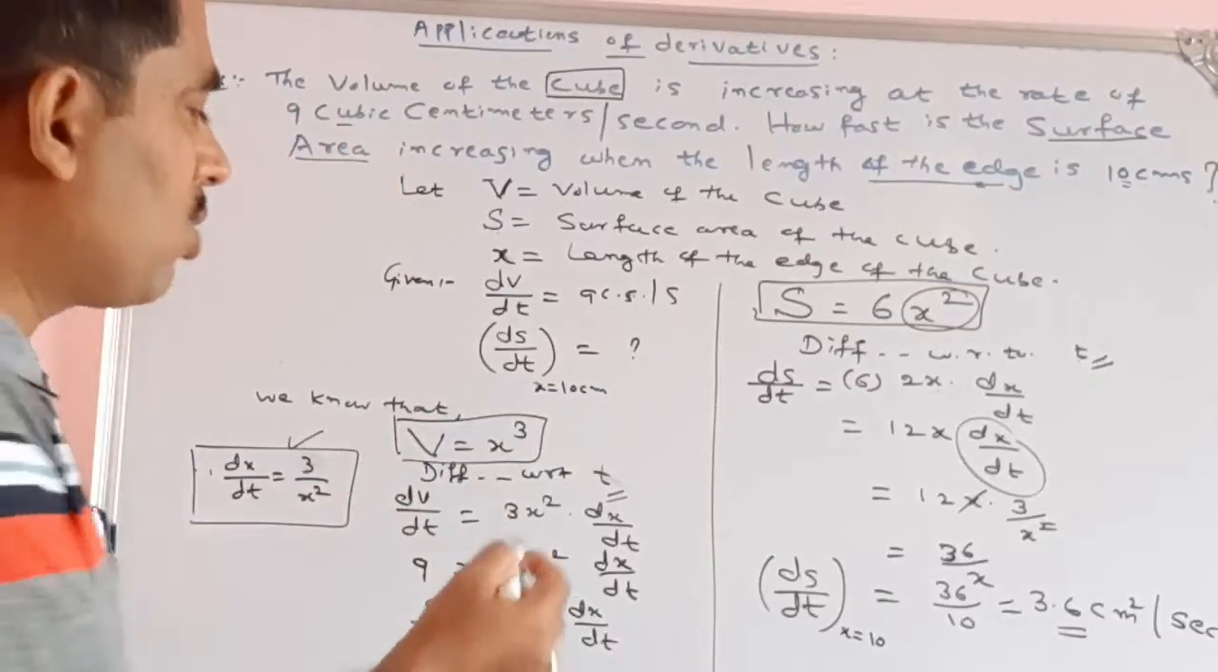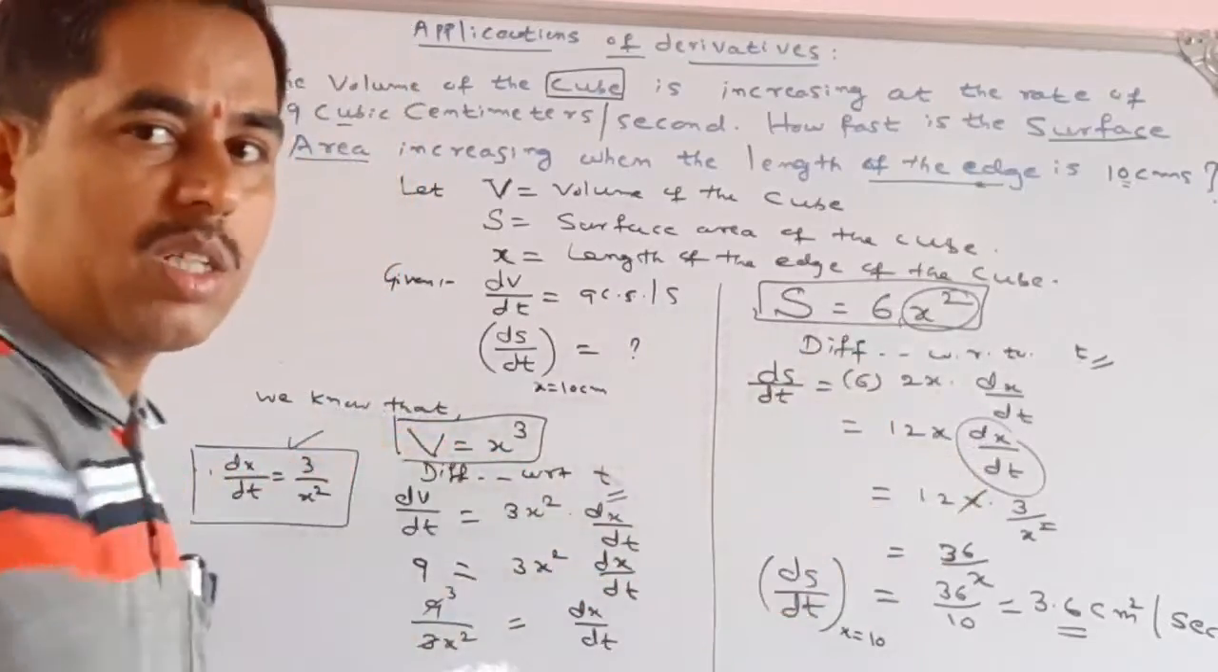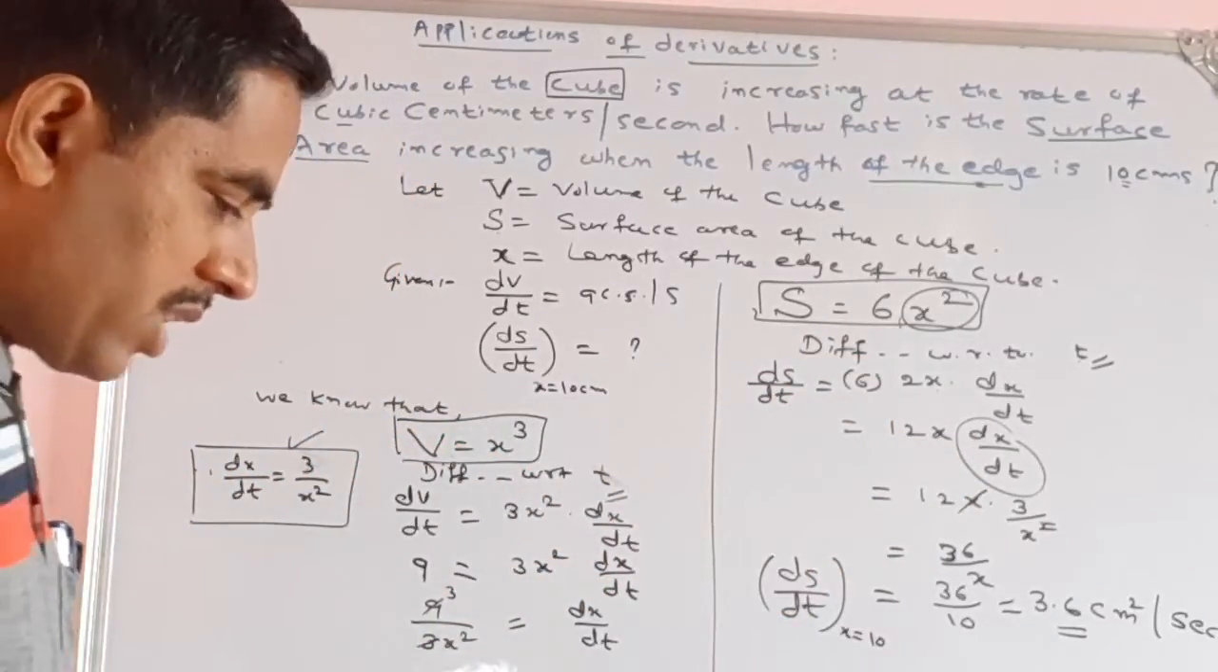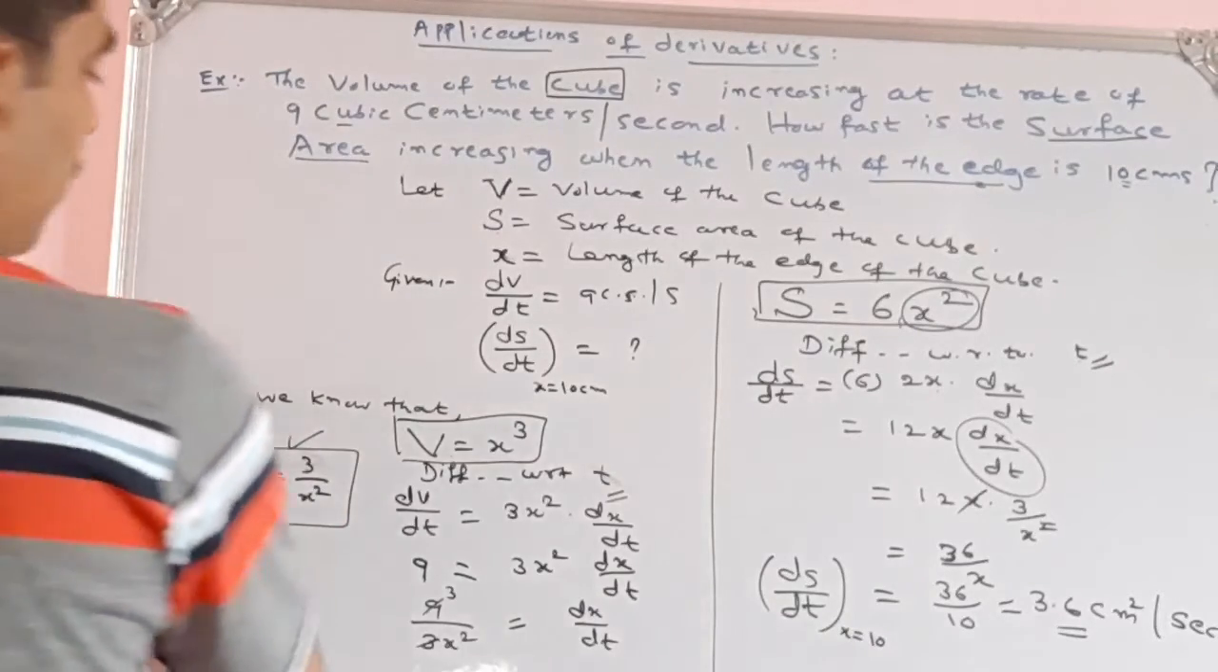In this way we can make use of the volume of the cube, x cubed, and the surface area of the cube, which is 6x squared. These are simple results. So let us consider another problem.